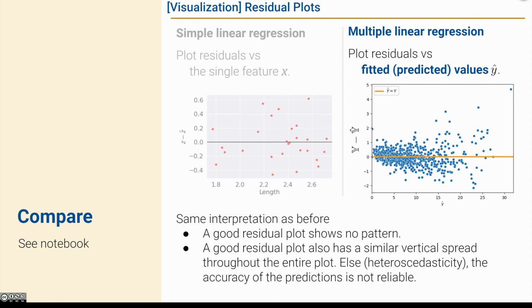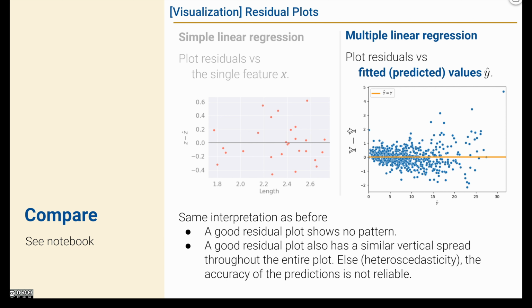A good residual plot shows no pattern. It's going to have similar vertical spread throughout the entire plot. So those are key things we're looking for. And again, if you don't have that, it's just signaling to you that you can probably improve your model somehow. If this had a lot of patterns in it also, then you could start plotting the residuals versus different features. So maybe you used 2 or 3 features in this multiple linear regression model. You could do 2 or 3 plots of the residuals versus each of those features to really see where the patterns were showing up. But this is a really good starting point.